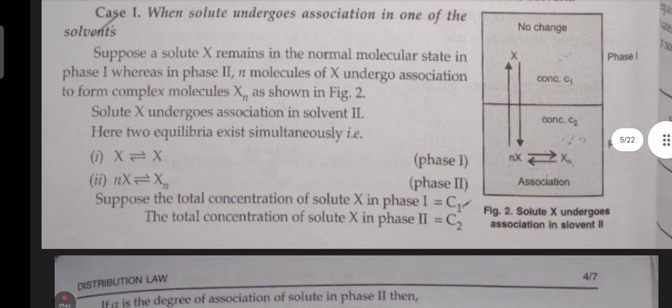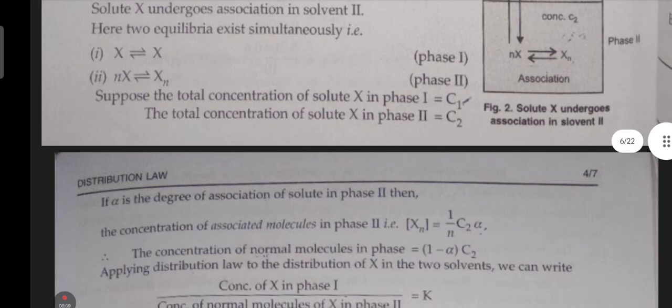one of the solvents. Case 1, when solute undergoes association in one of the solvents. Suppose a solute X remains in the normal molecular state in phase 1, whereas in phase 2, n molecules of X undergo association to form a complex molecule Xn, as shown in this figure. Solute X undergoes association in solvent 2. Here two equilibria exist simultaneously. Suppose the total concentration of solute X in phase 1 is equal to C1 and the total concentration of solute X in phase 2 is C2.